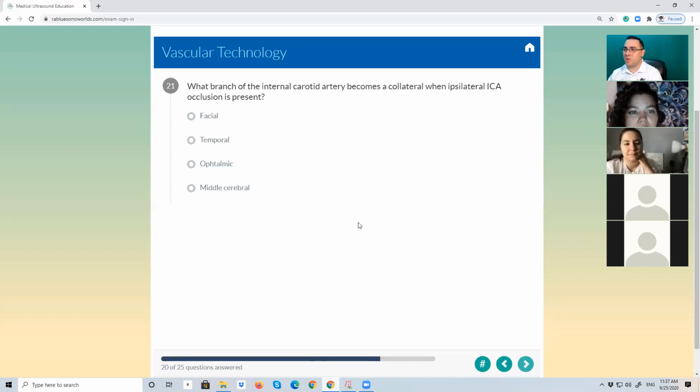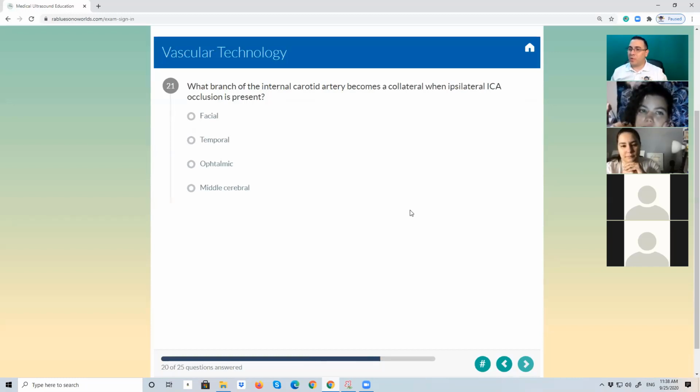What branch of the internal carotid becomes a collateral when ipsilateral ICA occlusion is present? Ophthalmic. That's the one, perfect. Remember, the ICA doesn't give you any branches in the neck. So the first one is going to be the ophthalmic.